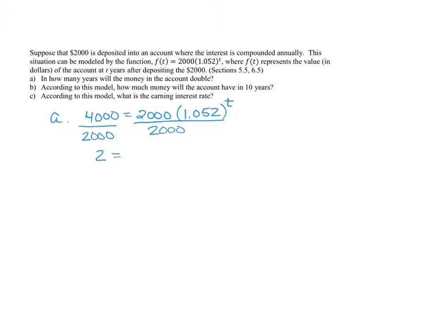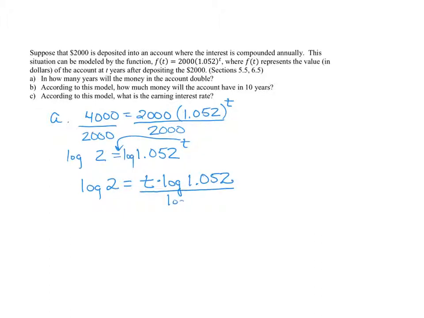We get 2 equals 1.052 raised to the t. In order to get t out of the exponent, or to get rid of the exponential, we want to take the log of both sides. So we get log of 2 equals, I'm going to move my t down to the front, t log 1.052. This is multiplication, so in order to get t by itself, I want to divide by the logarithm. And now if we go ahead and solve this, we have log of 2 divided by log of 1.052.